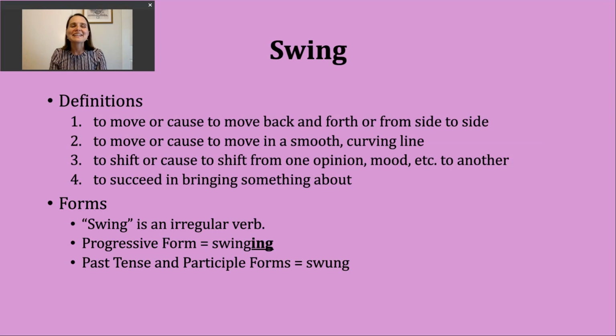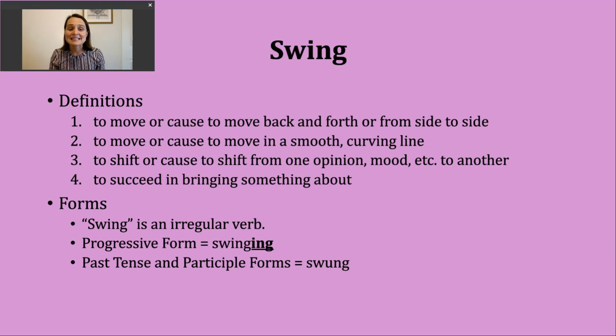You should know that swing is an irregular verb. To make the progressive tense, all we need to do is add ing to form swinging. And I've had students in the past ask me, this verb already ends in ing. Do I still add ing? And the answer is yes. Might seem funny, but that is the correct way to make or spell the progressive or continuous form.